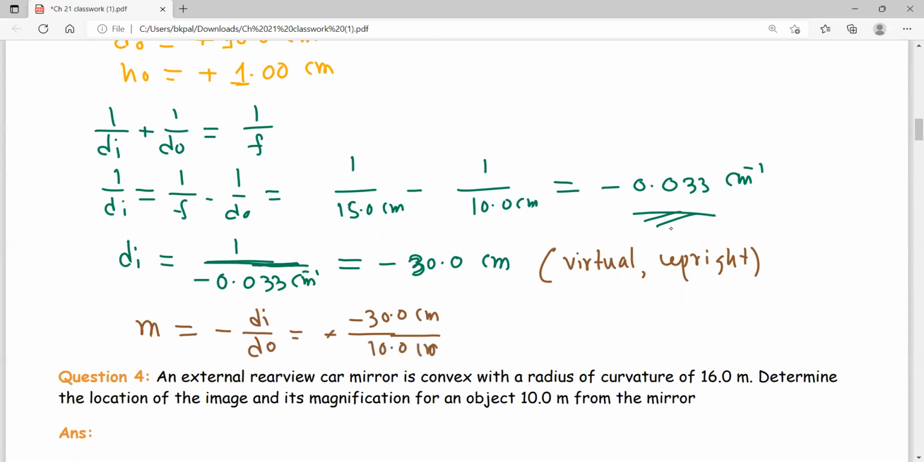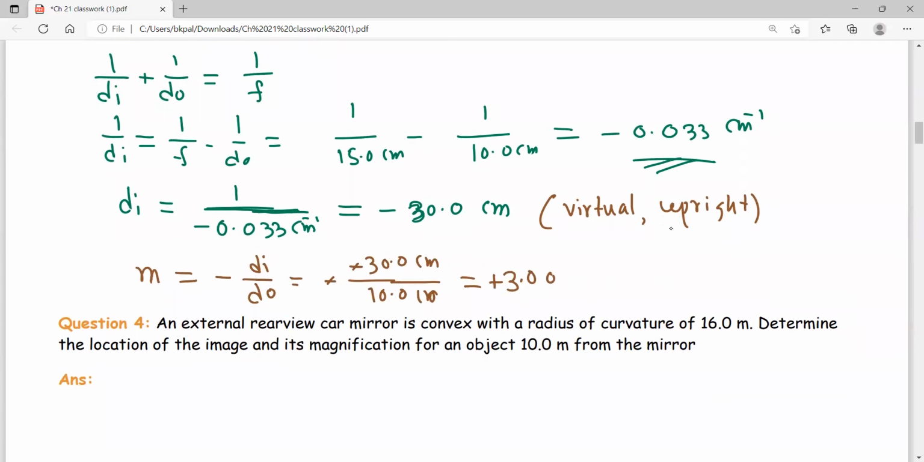So you see that this negative and this negative cancel out, and M is just 3. So the magnification here is 3, and you get a positive sign. This positive sign tells us that the image is upright. All right, so the next question is about the convex mirror.